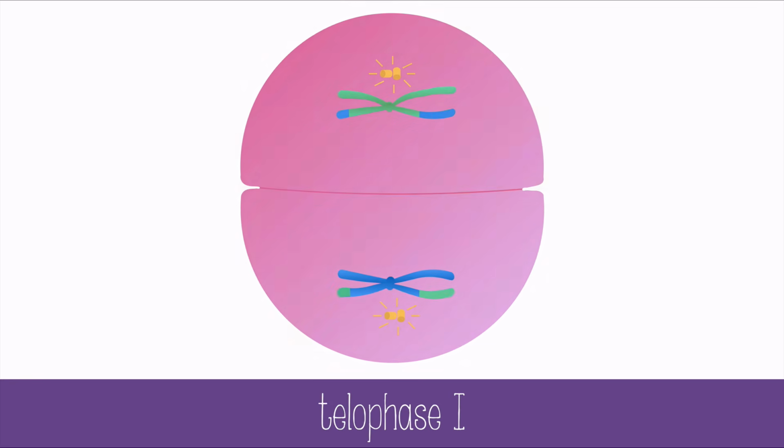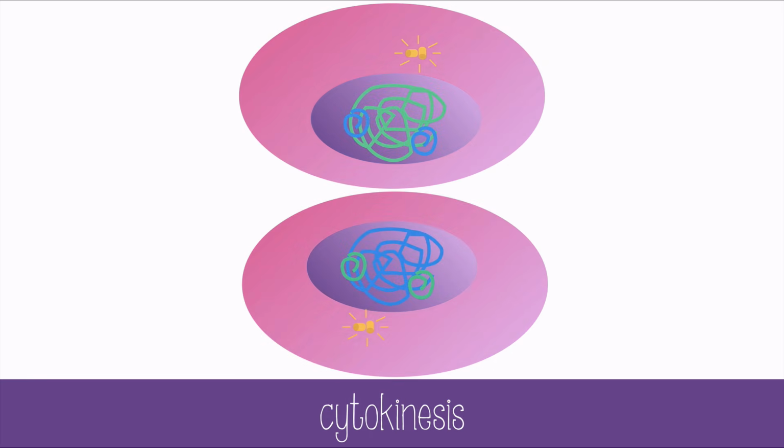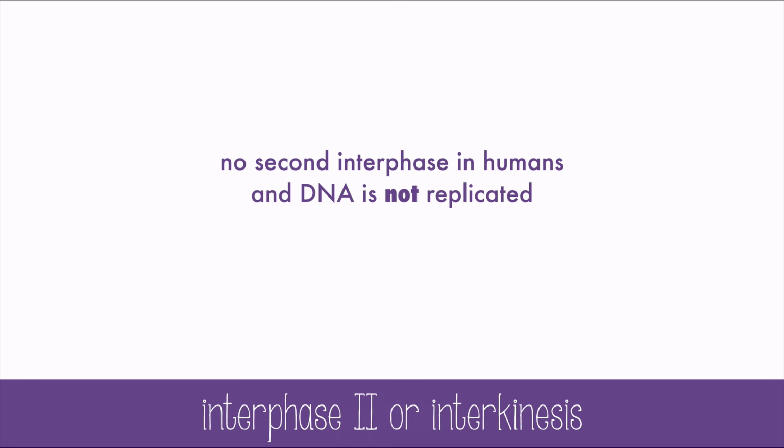At telophase I, the nuclei reform, and the chromosomes wind into chromatin. And during cytokinesis, the rest of the cytoplasm divides. In humans, there's no second interphase. However, some plant species experience a second interphase, or interkinesis, but the DNA is not duplicated in this phase.